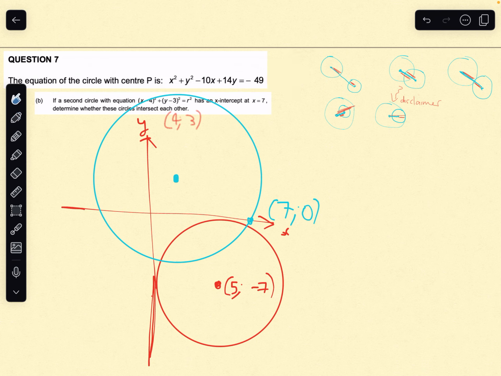Right. So now, determine whether these circles intersect each other. So we will look at the length of the radius compared to the distance between these two circles.